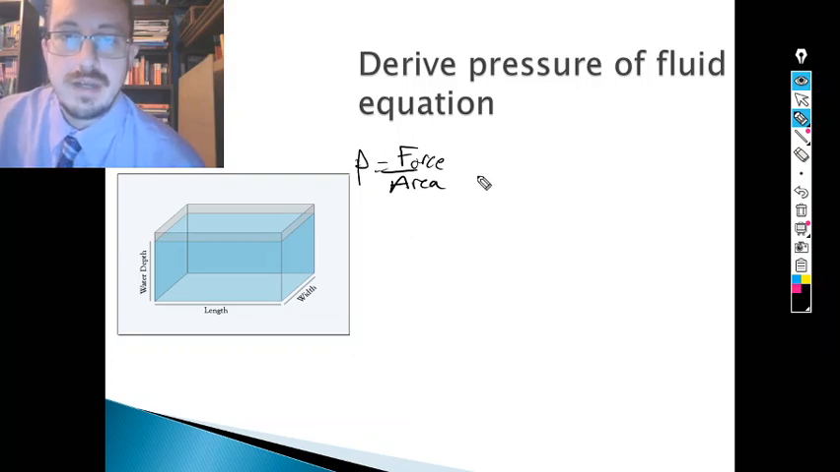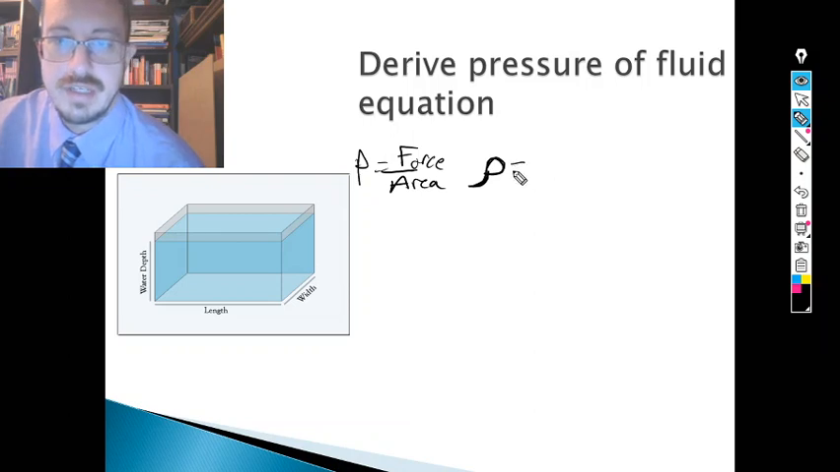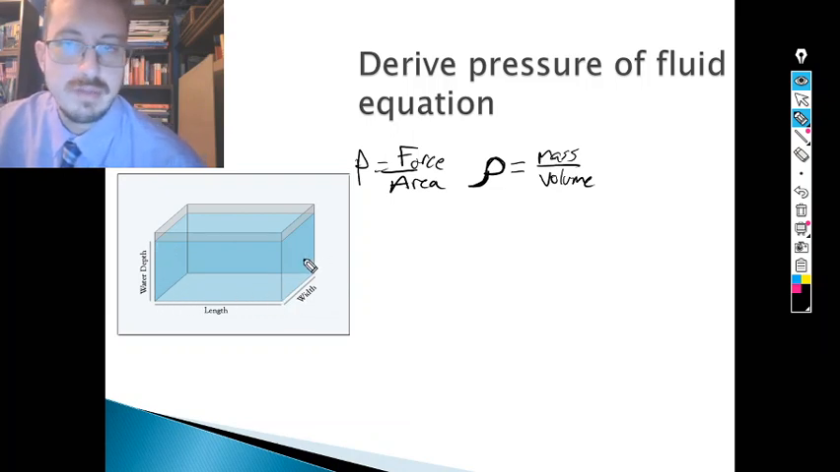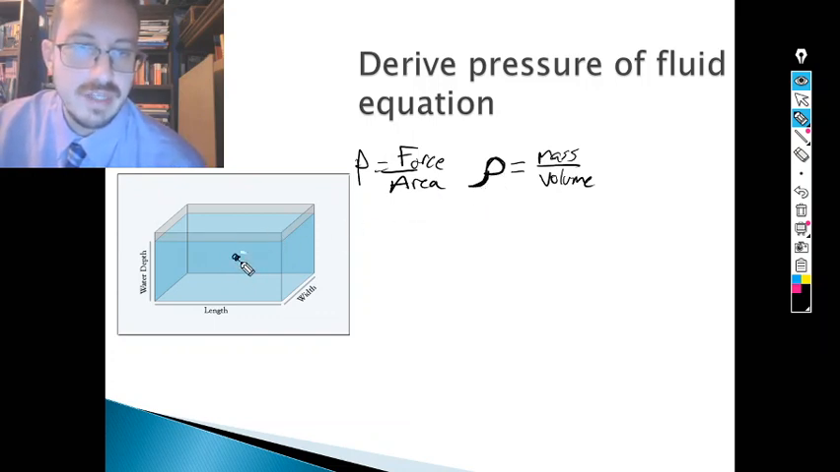Keep in mind the density of something. Let's emphasize density, rho, to distinguish it from P, pressure. Density is equal to mass per volume. When we have a fluid like this, it's easier to measure its volume, length times width times height. And if we needed to know its mass, well, if we know the density of this fluid, like the known density of water for a tank of water, then we can start to consider the forces acting on this.